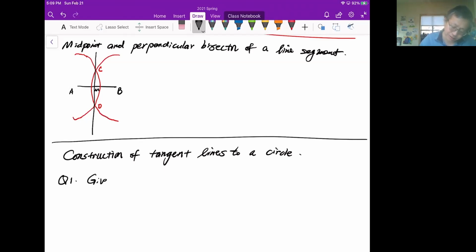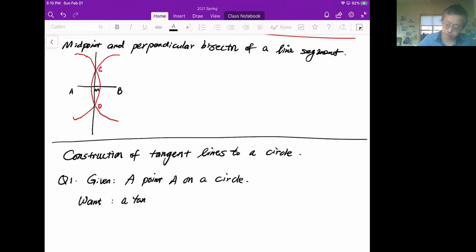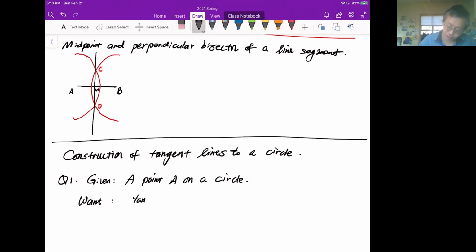So, given a point A on a circle, what I want is the following. I want the tangent line, because it has to be the one here. I want the tangent line going through the point A.